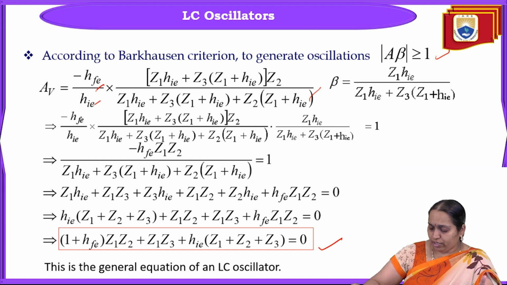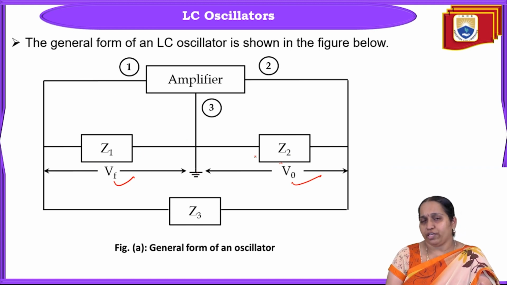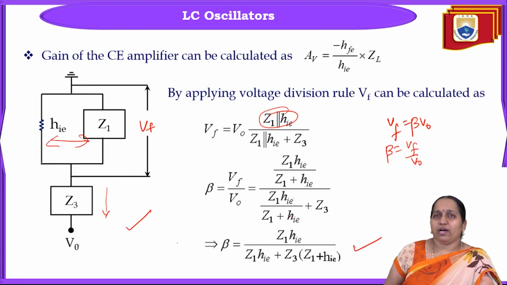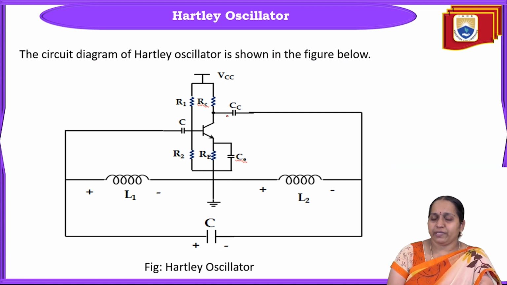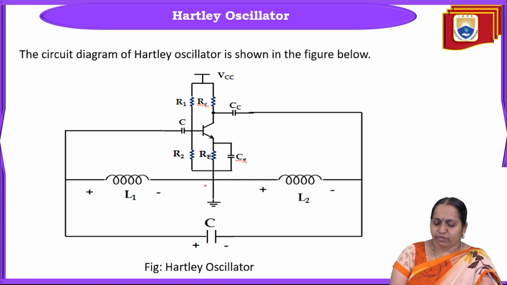If Z1 and Z2 are both equal to L, that is inductors, and Z3 is equal to capacitance, then the oscillator so formed is called a Hartley oscillator. On the other hand, if Z1 equals C1, Z2 equals C2, and Z3 equals L, that is inductance, then the oscillator so formed is called a Colpitts oscillator. We shall see both in detail. Coming to the Hartley oscillator, see, the basic amplifier in CE configuration is given here. Across these terminals, terminal 3 is given to ground.